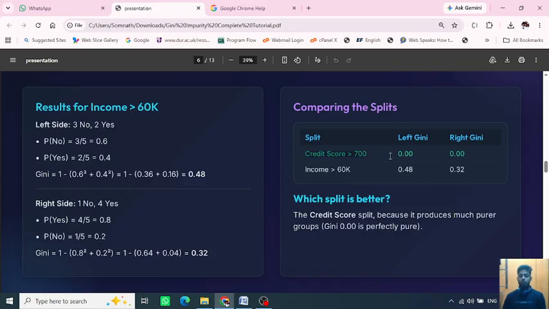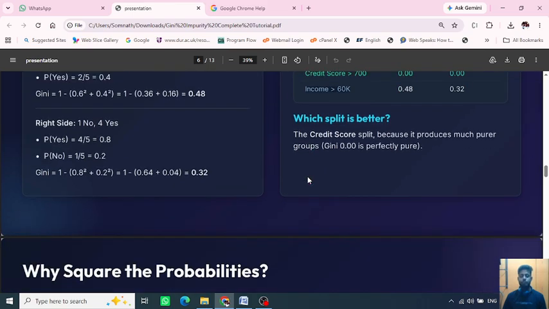So if we only work with these two features, income and credit score, then our algorithm, I mean the decision tree, will ask this question first. Then it will ask about the income. So in the first node, the data will be split based on this, and the second split happens on this data set. Okay.